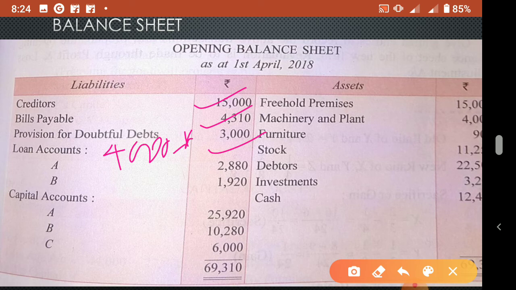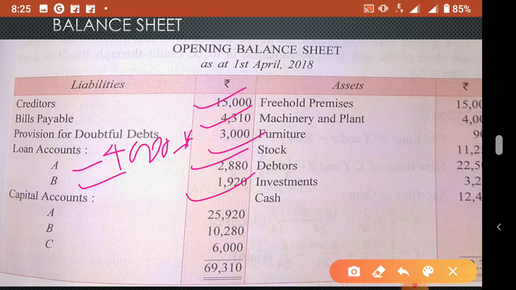3,000. Then the premium for goodwill we transfer to loan account. So A's loan, B's loan, how much? 2,880 and 1,920. Why, when we transfer to loan account and show on the liability side, what does that mean? The firm has allowed a loan to the partners. It means the firm in business used that money. Later these partners can take it. It is like borrowing from the partners. So for the business purpose they used this money. That is why they transferred it to the loan account.